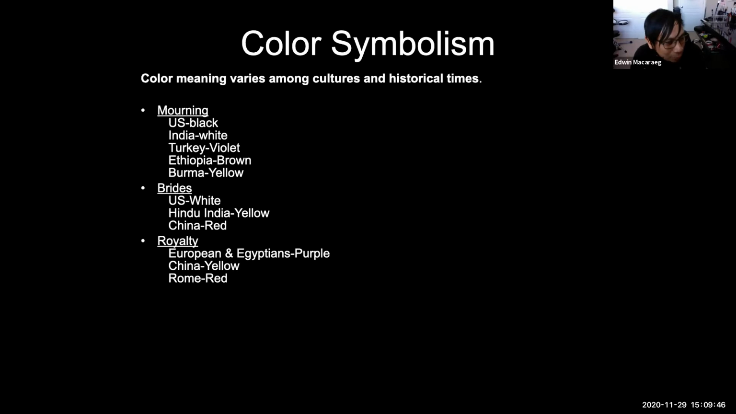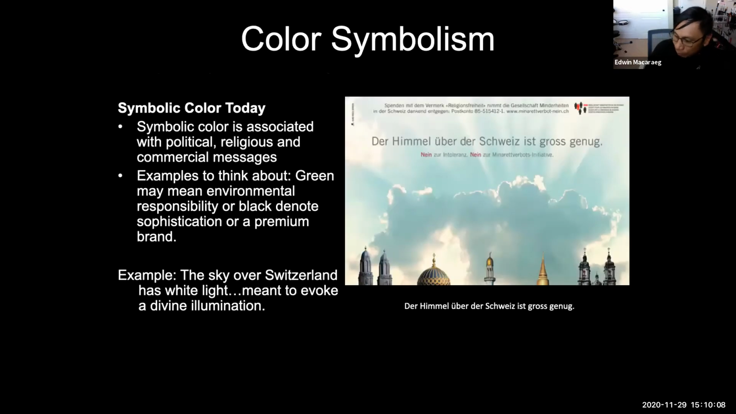And so royalty, of course, has some symbolic meaning. In Europe and the Egyptians, the royalty usually wear purple. In China, they wear yellow. In Rome, they wear red. Ah, so in China, they wear yellow. I thought they wore gold. Okay, anyway, those are some ideas of color symbolism.